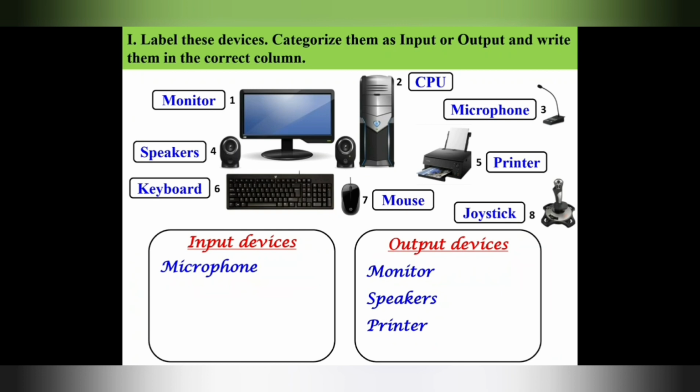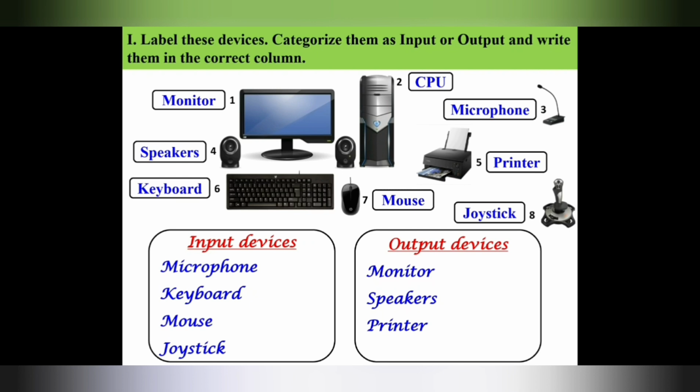Next one, keyboard. Keyboard is an input device. So it comes under the category of input devices. Seventh one, mouse. Mouse is also an input device. So it also comes under the category of input devices. Next one, joystick. Joystick is also an input device. So it also comes under the category of input devices.